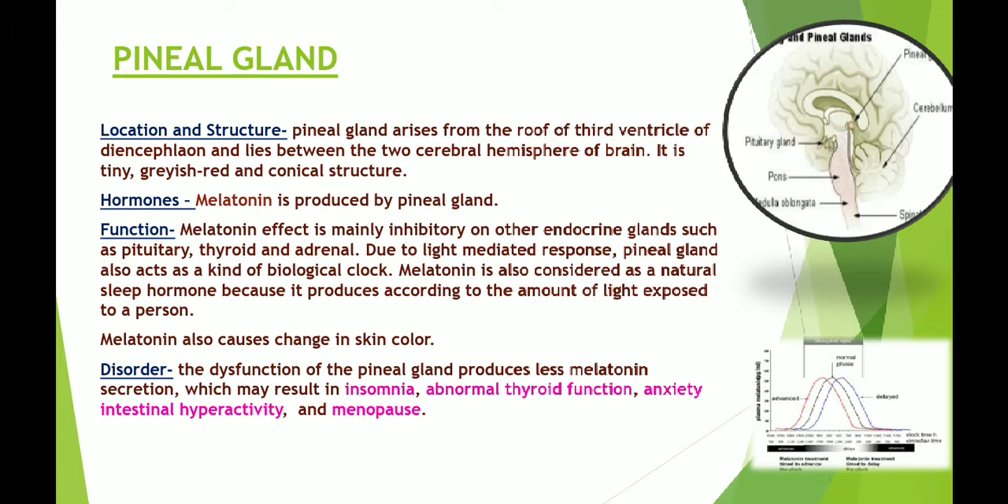The hormone released by the pineal gland is known as melatonin. Melatonin's effect is mainly inhibitory on the other endocrine glands such as the pituitary, thyroid and adrenal. Due to a light-mediated response, the pineal gland also acts as a kind of biological clock. Melatonin is also considered a natural sleep hormone because it is produced according to the amount of light a person is exposed to.